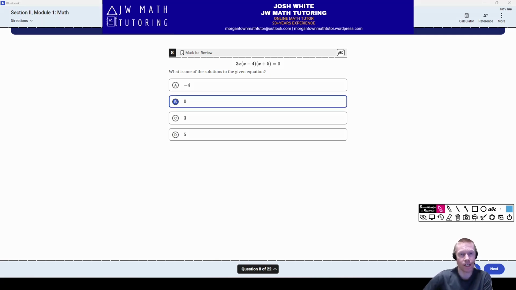Also note, you could technically back solve this one as well. You could go through the answers, you could plug in A to this entire thing and see, do you get 0? And the answer is going to be no. And then you move on to B and you plug that in and you will get 0, and that's what the correct answer is. So you could also take that approach if you wanted to.